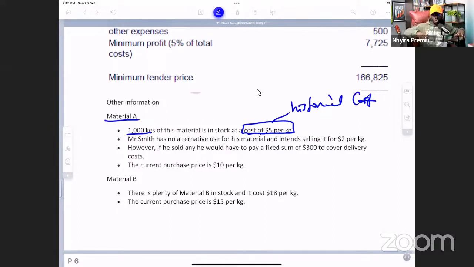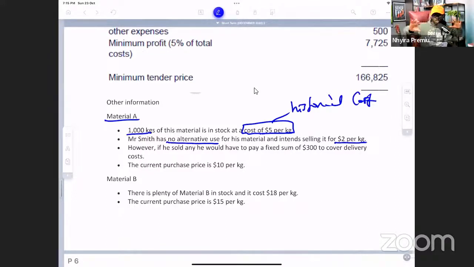If the material is in stock, the next question we ask ourselves is, is it in constant use? If it is not in constant use, the next question we ask ourselves is, does it have an alternative use? So let's continue to read. Mr. Smith has no alternative use for his material and intends selling it for $2 per kilogram. So there is no alternative use, but he can sell these 1,000 units at $2 per kilogram. What does that mean? It means that if we use the material for this particular project, he cannot sell it.